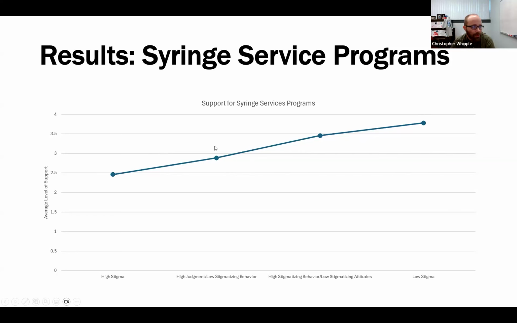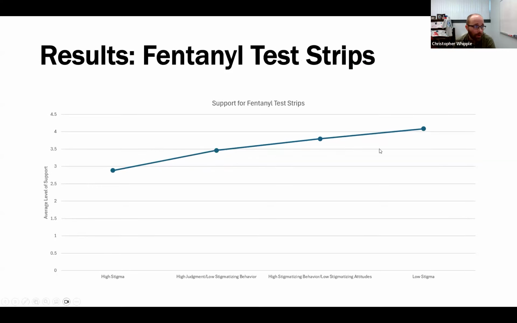Again, some of these groups start to get a little closer together, and we see interesting differences between the high stigma group, which has really low levels of support, and those middle groups that might be more supportive overall.